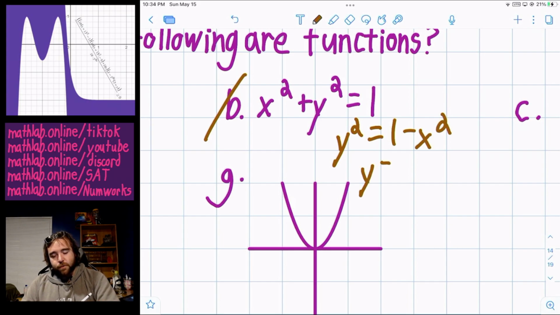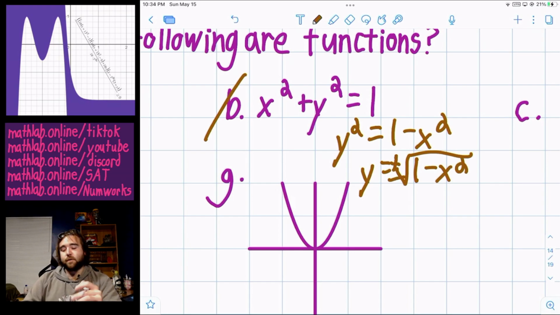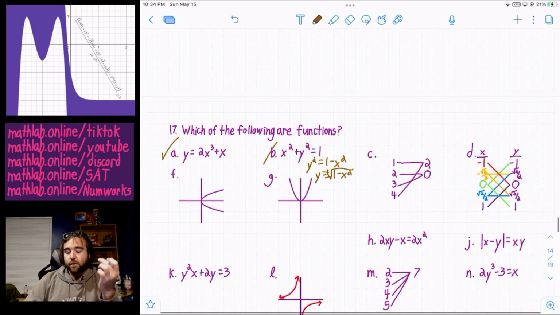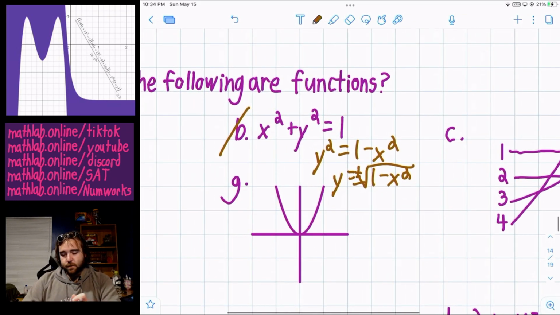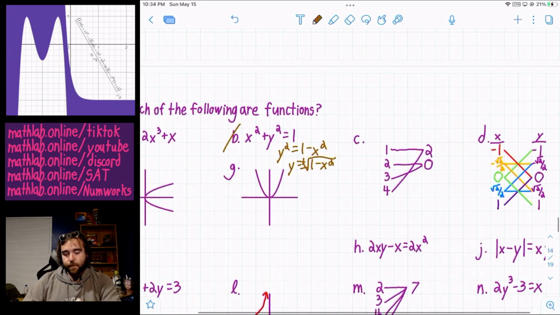And then if you square root both sides, you got a plus or minus. And so now whenever you plug in values for x, you're going to get 2 different answers for y, the positive and the negative answer. And that is no good. So that is not a function.